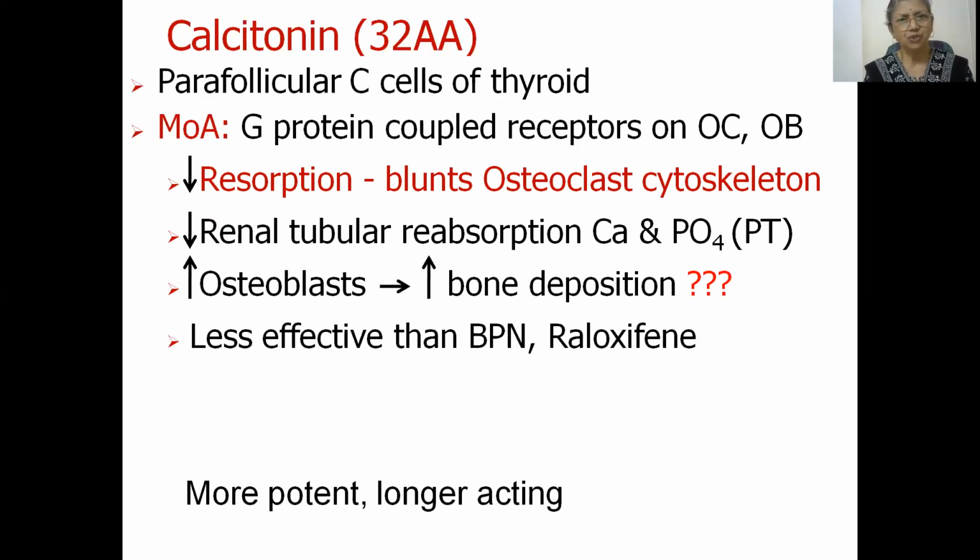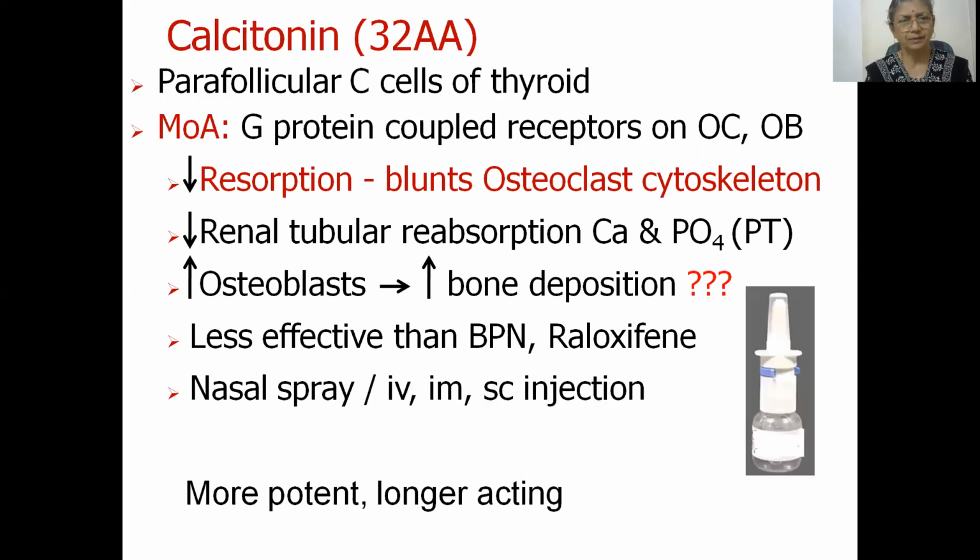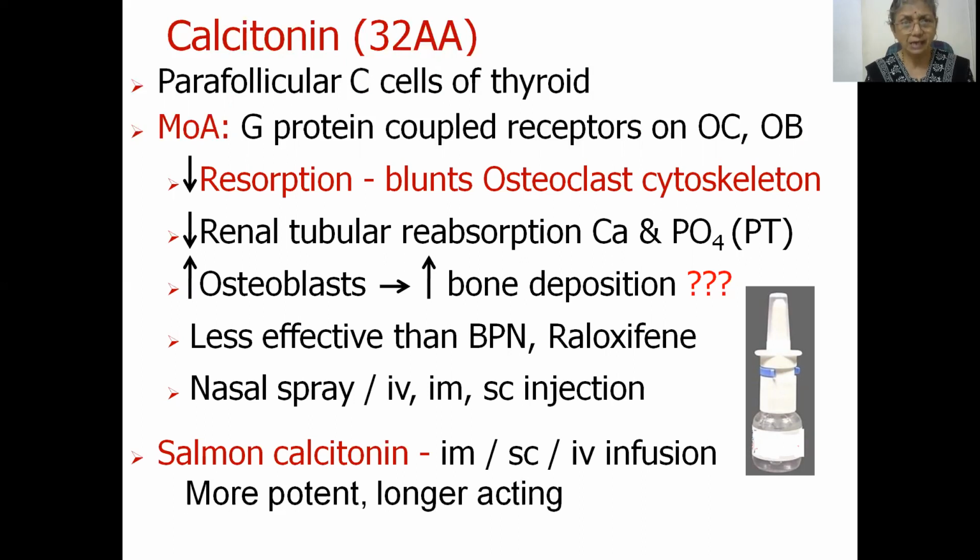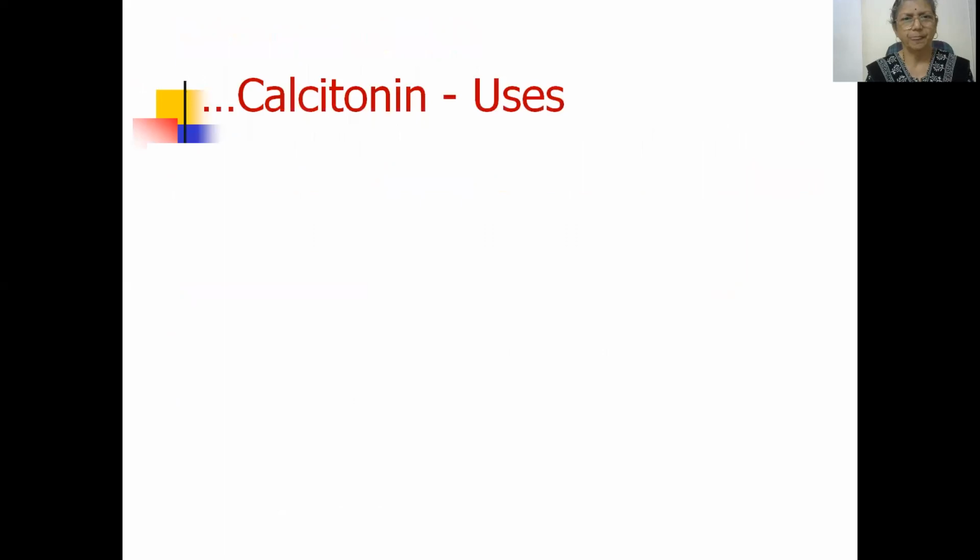As an anti-resorptive agent, it is less effective than bisphosphonates as well as raloxifene, but it's available as nasal spray, so that's a little more convenient form of administration. Raloxifene is of course orally available, and alendronate is as well available orally, but has lots of adverse effects. So nasal spray is available, but also injectable calcitonin is available, and salmon calcitonin is more potent and longer acting.